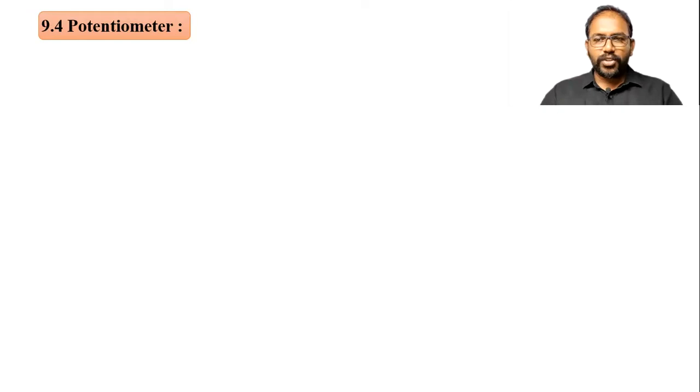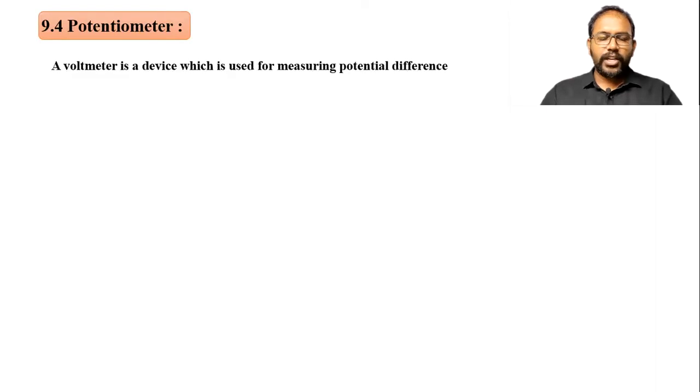Now what is a potentiometer? The name suggests that it is used to measure potential difference. We can measure potential difference by using this device. We can measure a potential by using a voltmeter also. So a potentiometer is an ideal voltmeter, that you remember.